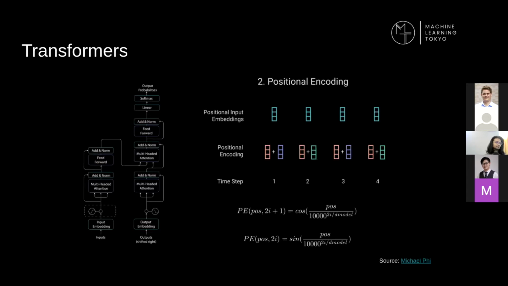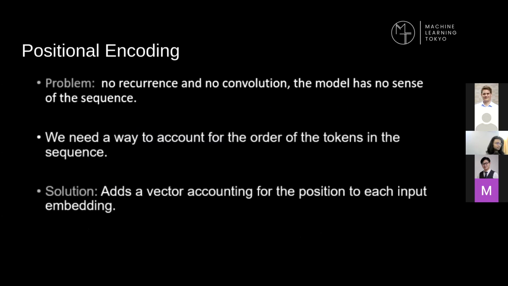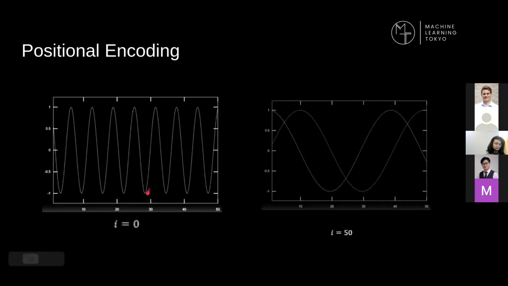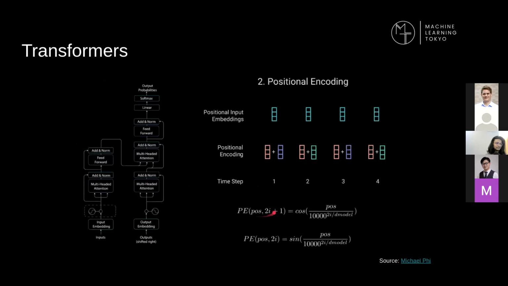Now with that out of the way, let's look deeper into positional encoding. So the problem, as I mentioned earlier, is no recurrence and no convolution. The model has no sense of sequence, which is important for language to work, essentially. The solution is to add a vector accounting for position to each input embedding. If I plot these two equations, it will look something like this. Here, as you can see, I have two arguments: one is position and the second is i. So i is the ith dimension of your position encoding, right?